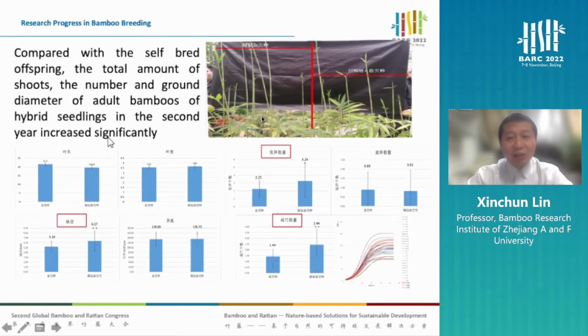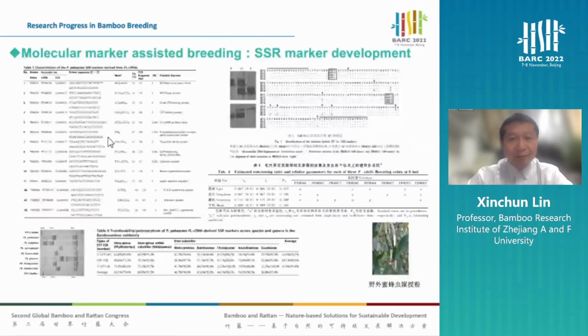On this basis, we compared with their self-bred offspring and found that the total amount of shoots, and the number and ground diameters of adult bamboos of hybrid seedlings increased significantly in the second year, but in the first year there is no big difference. From the second year on, we can see very significant differences, and the experiment is ongoing, and we still need more evidence to support the conclusion.